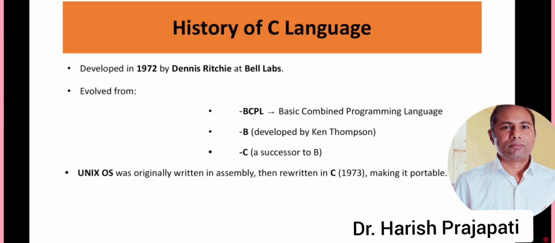If we talk about the history of C, basically C was developed by Dennis Ritchie in the Bell Labs in the year 1972. It was derived from the B language, or we can say the BCPL language, and basically the aim of developing C was to develop the Unix operating system.